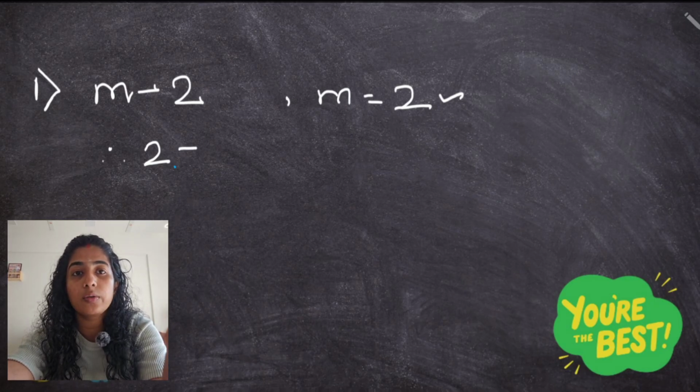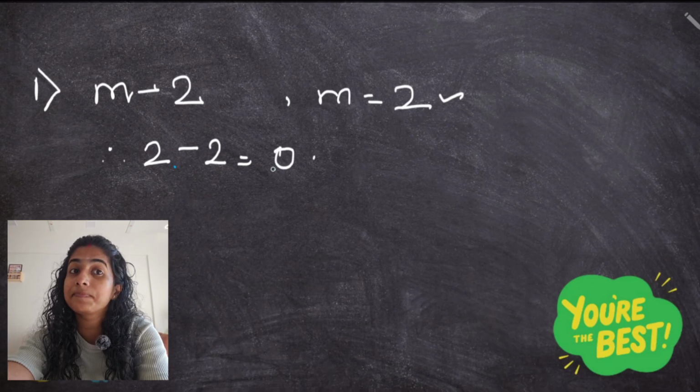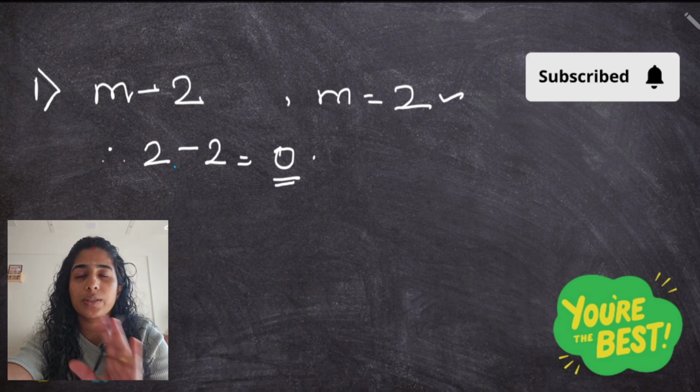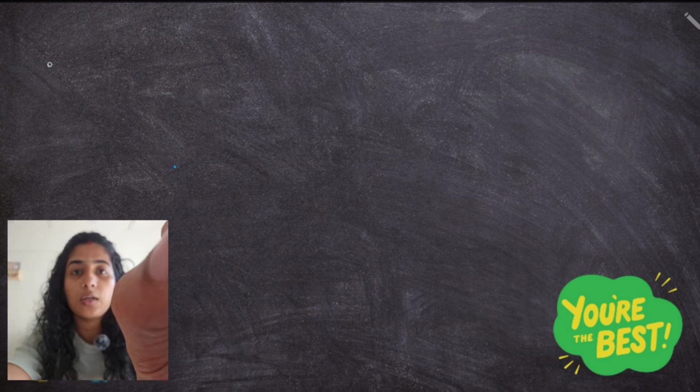So 2, and what is left here? 2. So 2 minus 2 will be nothing but 0. So this is what you have to do to find the value of an expression. Simple like this. Now I'll take one more question.